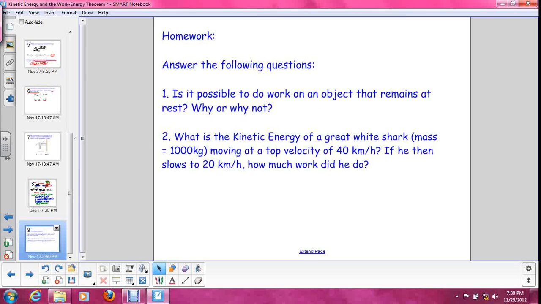So go ahead and try some of these questions for homework and have them ready to hand in next time I see you. Is it possible to do work on an object that remains at rest? Why or why not? And what is the kinetic energy of a great white shark, which has a mass of 1,000 kilograms, moving at a top velocity of 40 kilometers per hour? If he then slows to 20 kilometers per hour, how much work did he do? And I'm just going to give you a little hint here. You'll have to do a few conversions. So good luck with that.